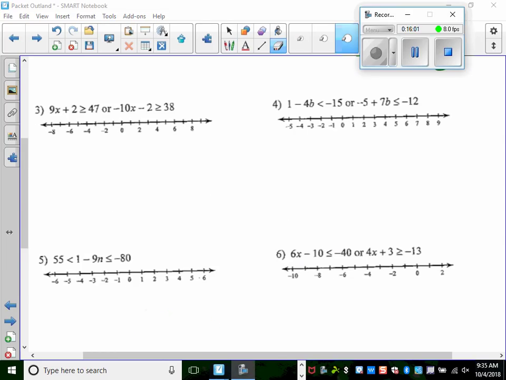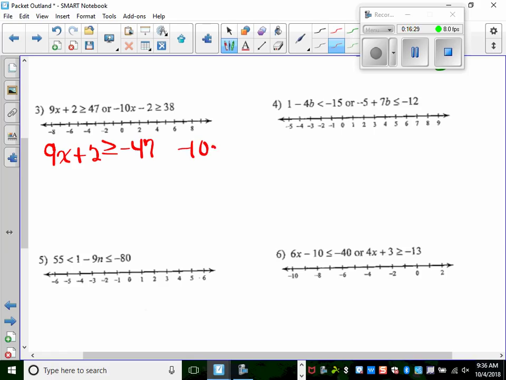All right, so let's go back to number 3. We're going to do only 2 of these for ORs. And then most students find ORs a lot easier because they can go in separate directions, and it's actually easier to write it in Set Builder as well. All right, so let's just copy this down to the bottom. Okay, and then the OR would be -10x minus 2 is greater than or equal to 38. All right, so we will subtract 2. So I'll have 9x is greater than or equal to -49.